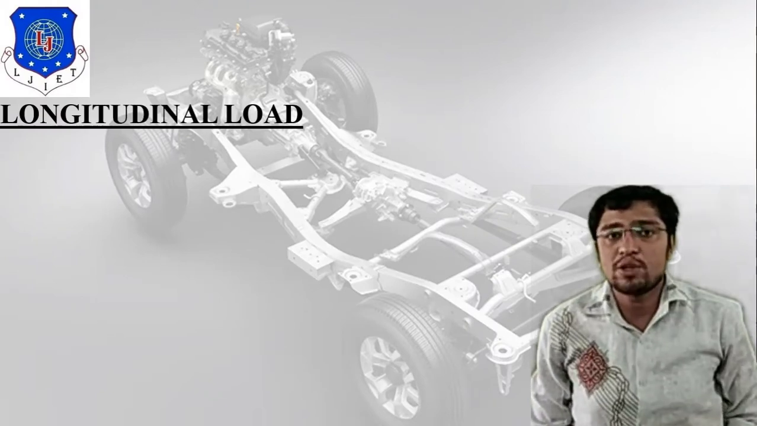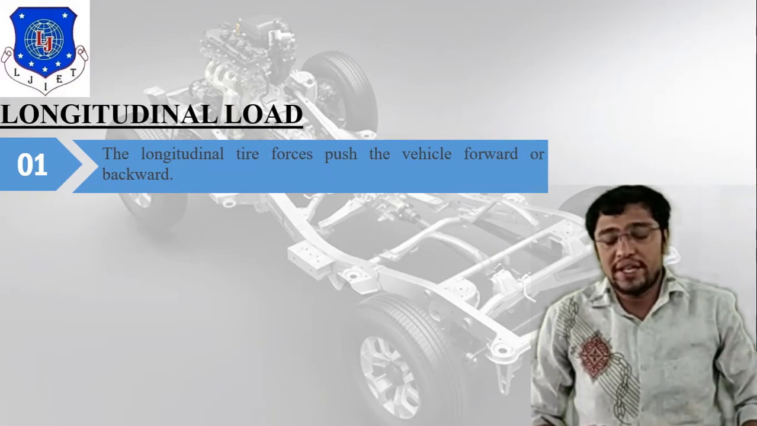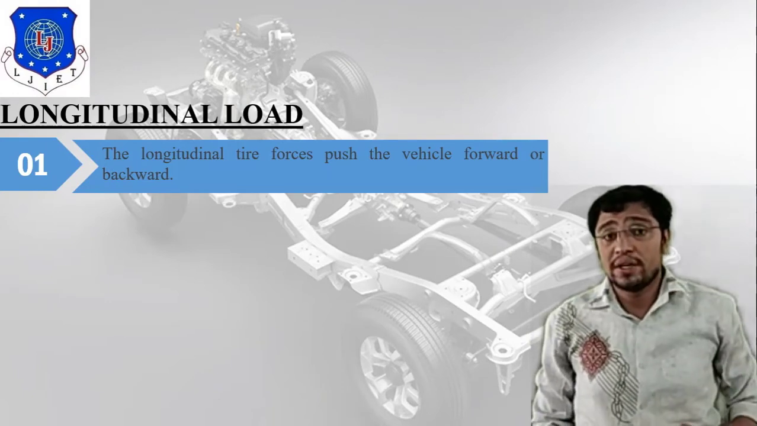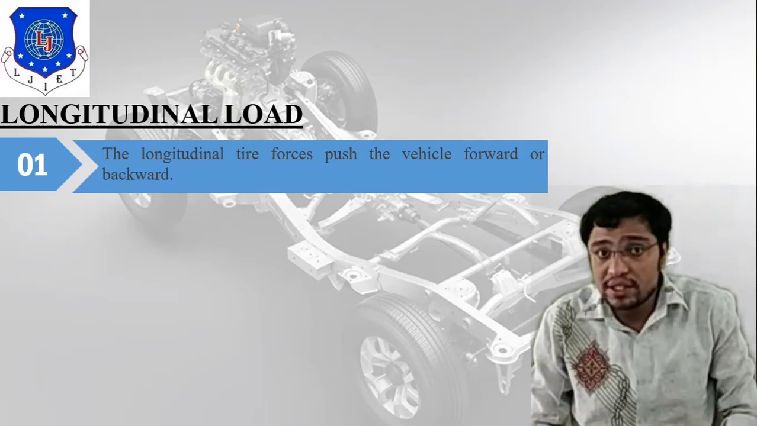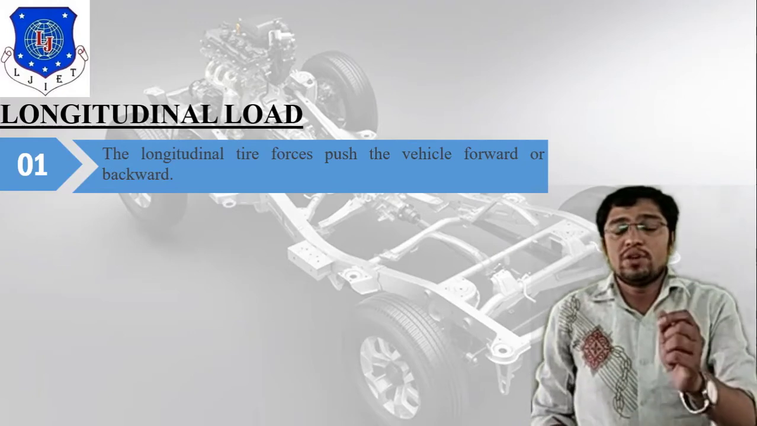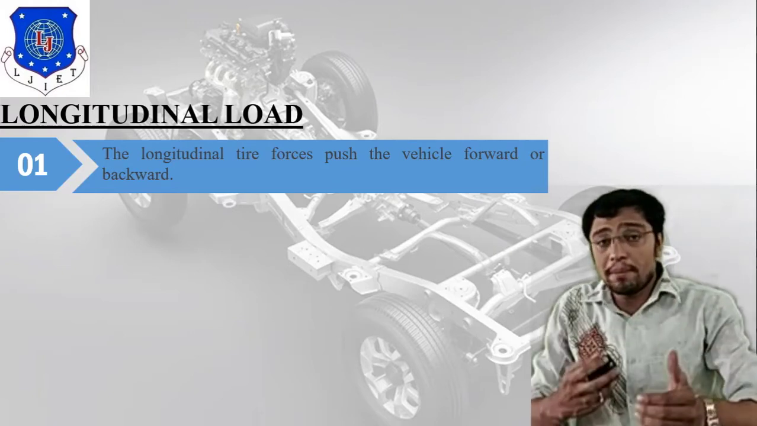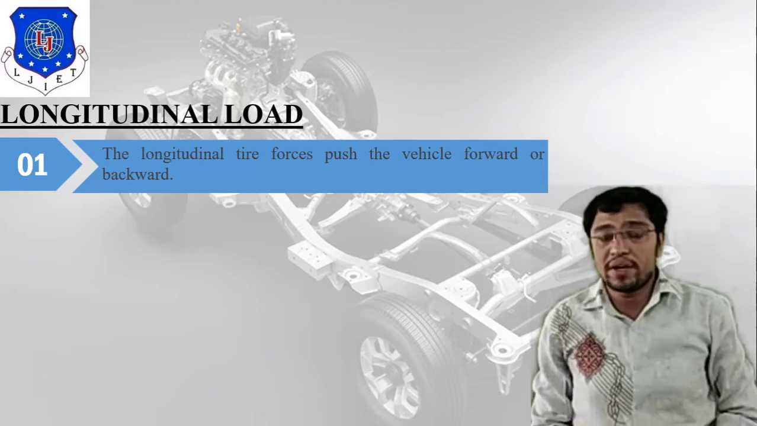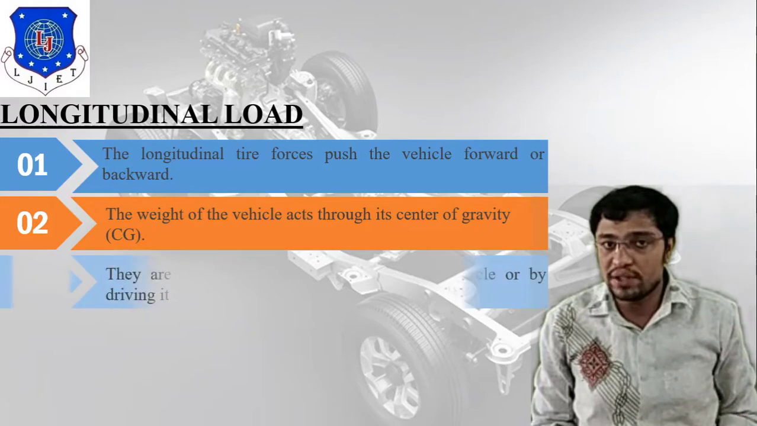The third one is longitudinal load. First of all, how does it work? What is longitudinal load, right? Longitudinal load occurs when there is some acceleration or some braking, right? Here the longitudinal tire forces push the vehicle in the forward or backward direction. This is very important. Second, the weight of the vehicle acts through its center of gravity.